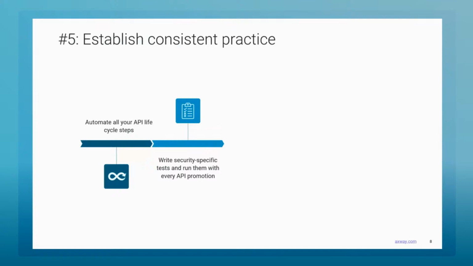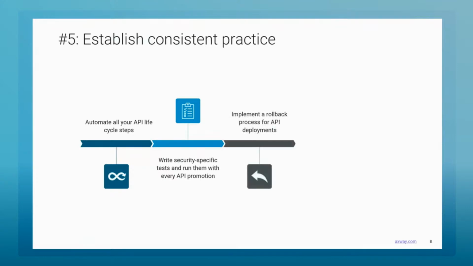Point number 2: write security-specific tests and run them with every promotion of your APIs, from test to QA, from QA to production. So at least you always have a sanity check for your APIs.